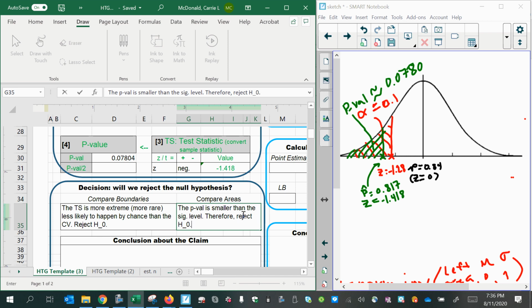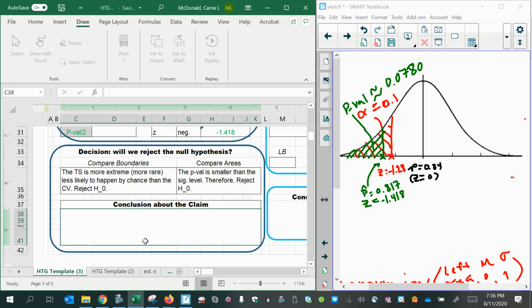Now, the most important thing is that we are choosing to reject the null hypothesis both times, and that should always be the case, because if one is true, the other has to be true. If my test statistic is farther into the tail than my critical value is, then automatically that means the area to the left of it will be smaller than the area to the left of the critical value.